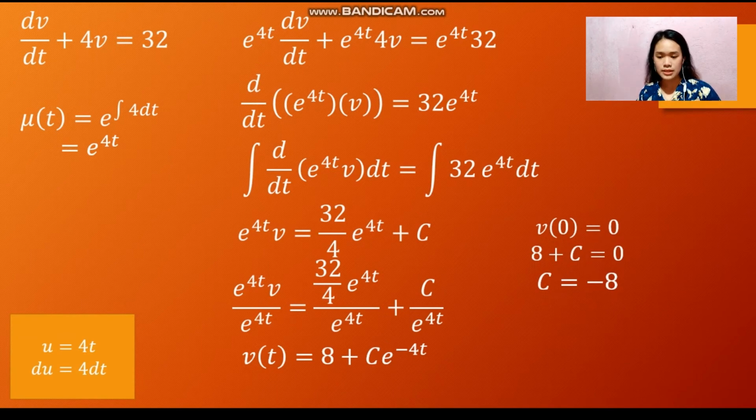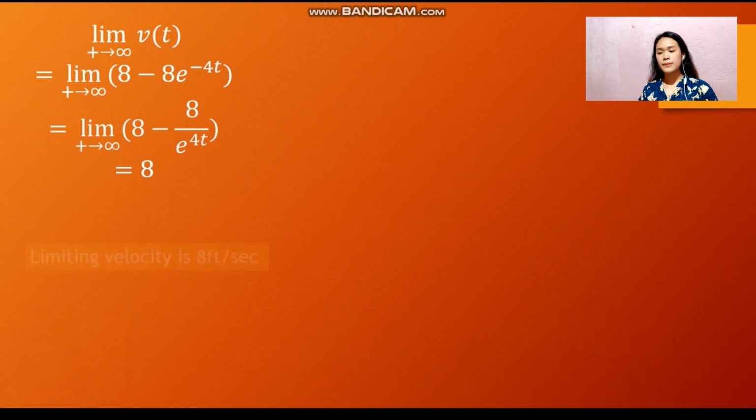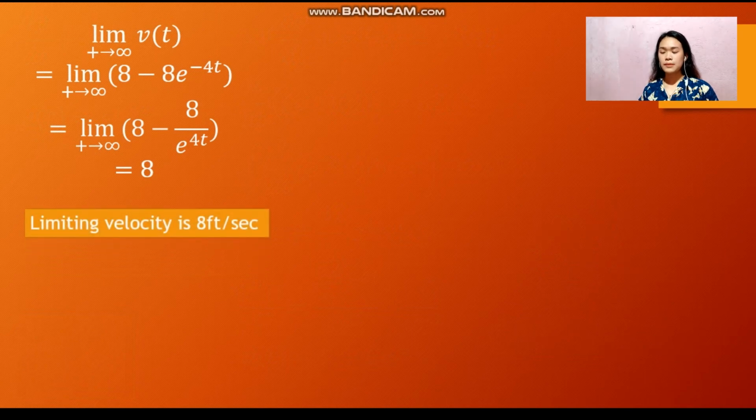So, since our initial velocity is 0, so 8 plus c will be equal to 0. To get the value of c, i-transpose lang natin yung 8. So, it will be equal to negative 8. So, substitute the value of c. V with respect to t will be equal to 8 minus 8 times e raised to negative 4t. So, now to get the limiting velocity, gagamitin lang natin yung limit na yan. So, makukuha ngayon natin is 8 feet per second. Our limiting velocity will be 8 feet per second.